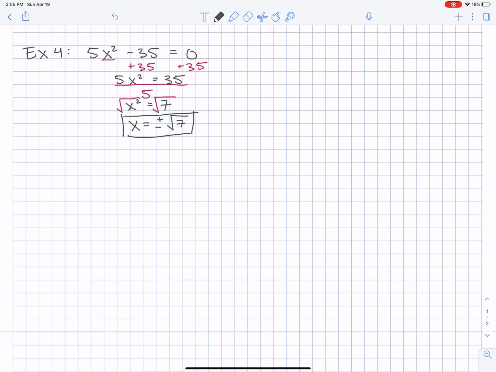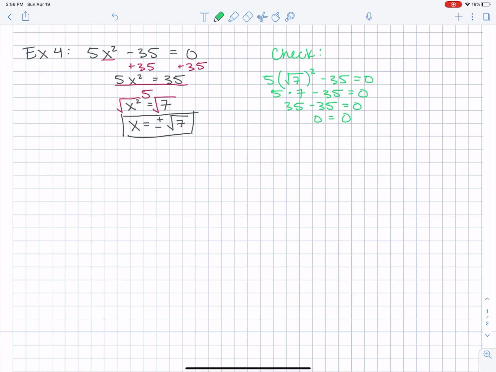That's because I'm going to check my work over here. I have 5 times the square root of 7, squared, minus 35. I'm going to check that that's equal to 0. So I have 5 times the square root of 7 squared, meaning that you take the square root of 7 times the square root of 7, which just leaves us with 7. That's 35 minus 35, which is definitely 0 equals 0.